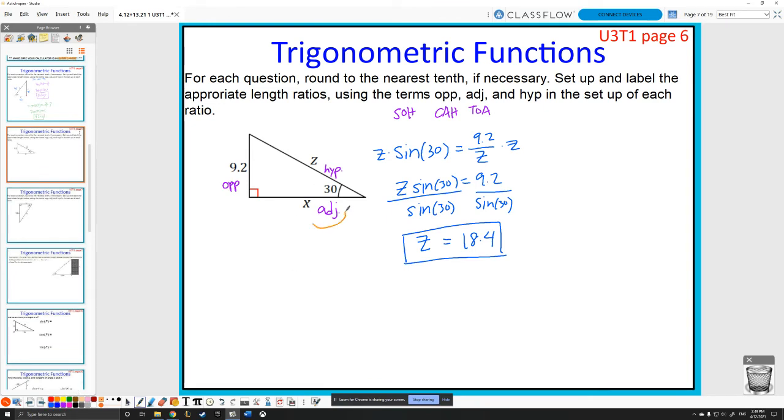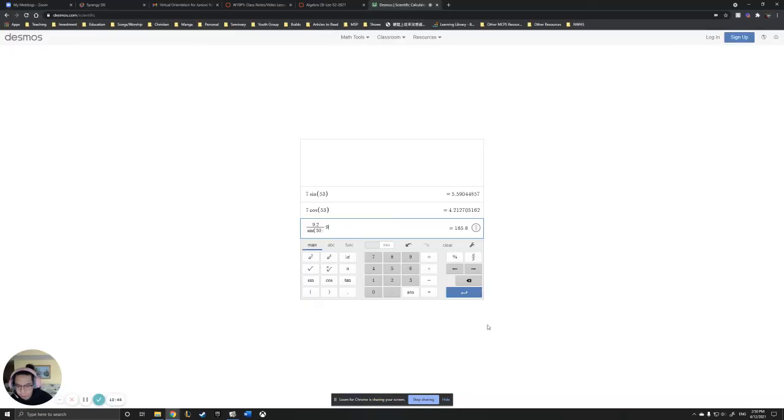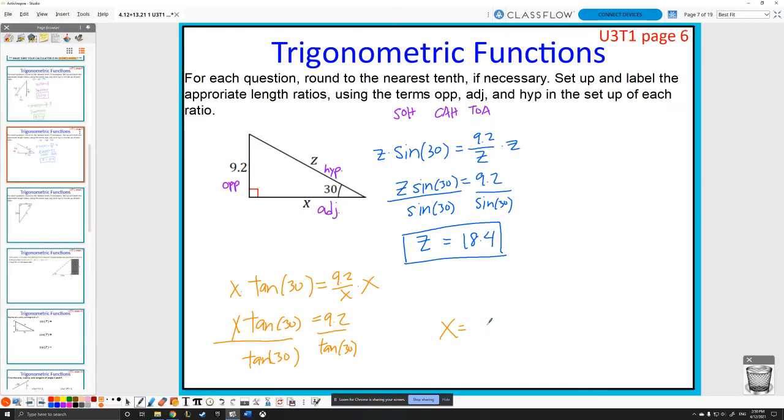If I want to solve for x, that's adjacent and opposite. So that's going to give me tangent. So tangent 30 is equal to 9.2 over x. Multiply by x to get in the numerator. Divide by tan of 30. So 9.2 divided by tan of 30, 15.9.